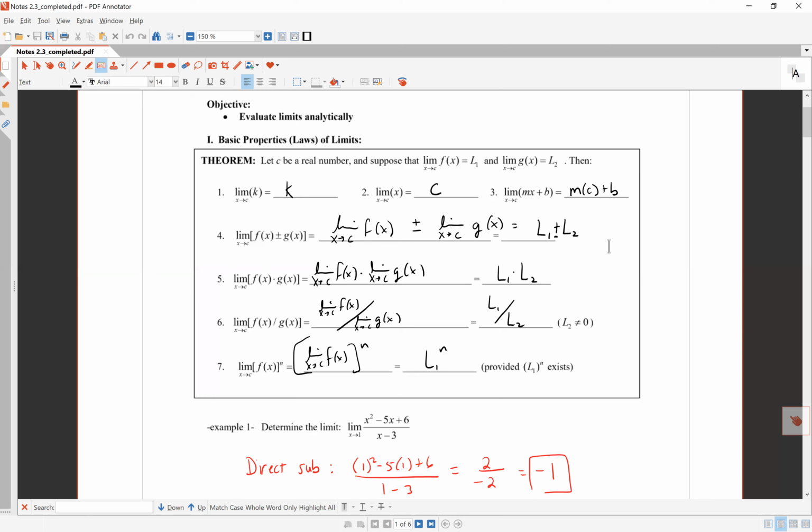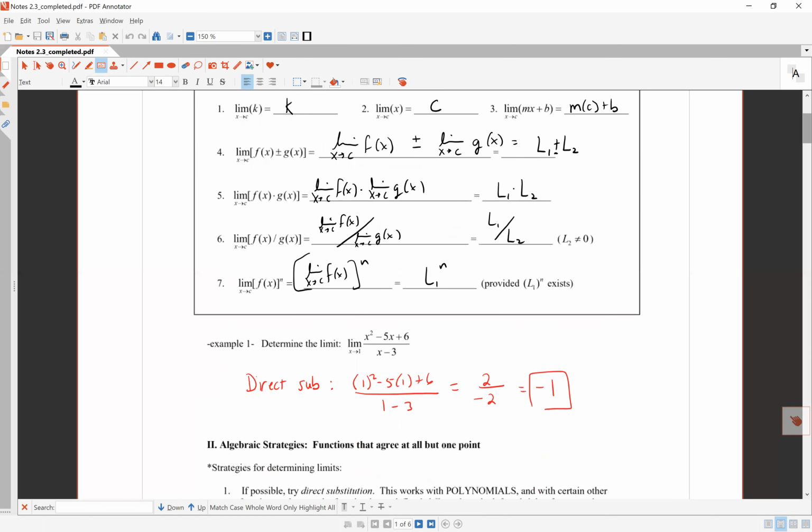And here's just another important fact. It's the power rule. The limit of f of x to the n: we can actually pull the limit inside the exponent. So we can apply the exponent to the limit. It kind of looks obvious, but if you actually proved it, it's really not very easy to do.